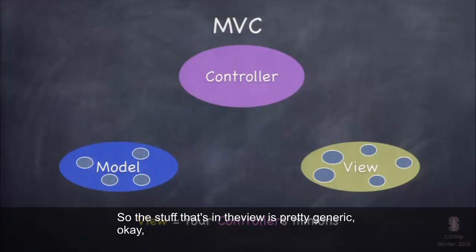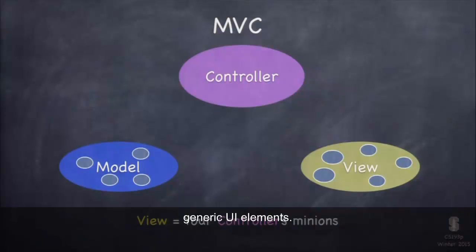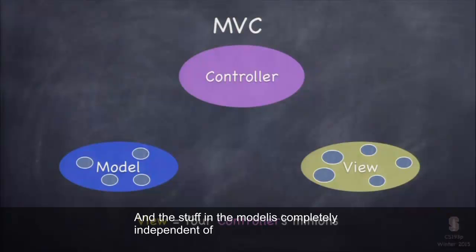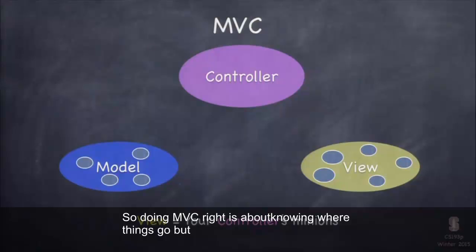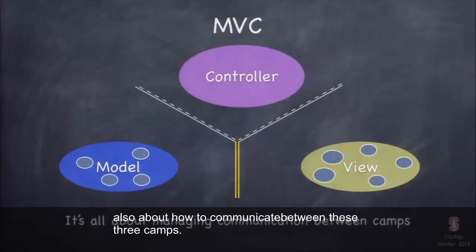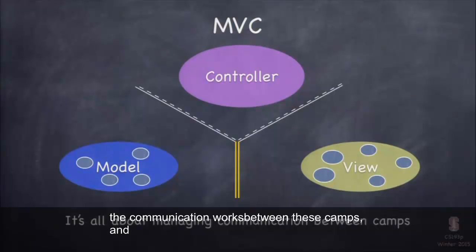So the stuff that's in the view is pretty generic, generic UI elements. The stuff in the controller is very specific to how your UI works, and the stuff in the model is completely independent of how your UI works, okay? So doing MVC right is about knowing where things go, but also about how to communicate between these 3 camps. And so I'm going to try and summarize how the communication works between these camps.